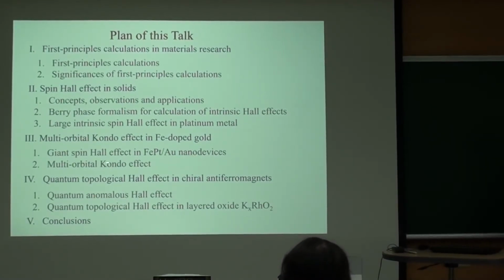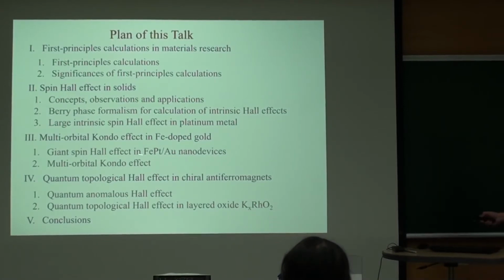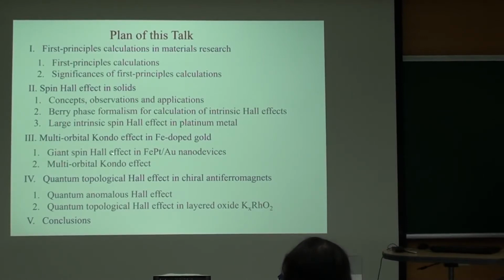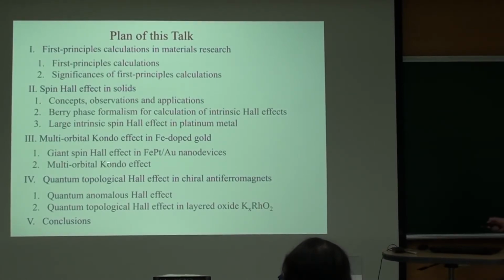Okay, and then in the third part, I will tell you that from the first principle calculation, we propose multi-orbital Kondo effect in iron doped gold. The Kondo effect is actually a classical problem in condensed matter physics, and then we relate this Kondo effect to the gigantic spin Hall effect observed by experimental people.